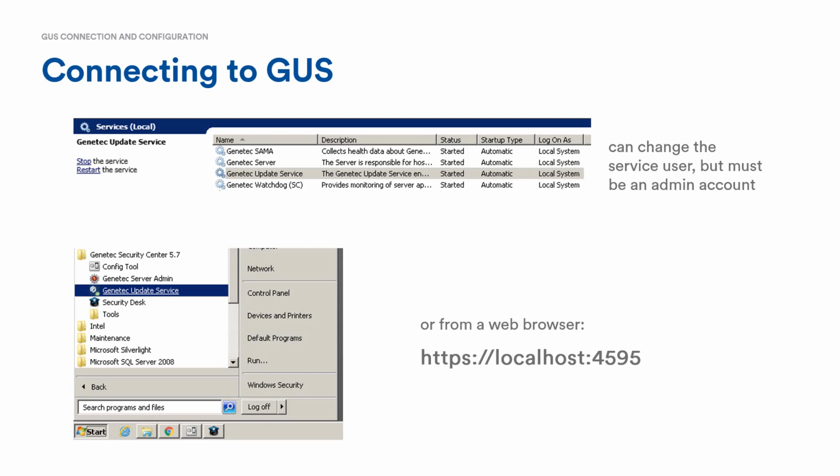To connect to GUS, go to your Start menu, look under All Programs or All Apps, select the folder for the Genetec Security Center version you're running, and click on Genetec Update Service. You can also open a web browser and connect to https://localhost:4595.